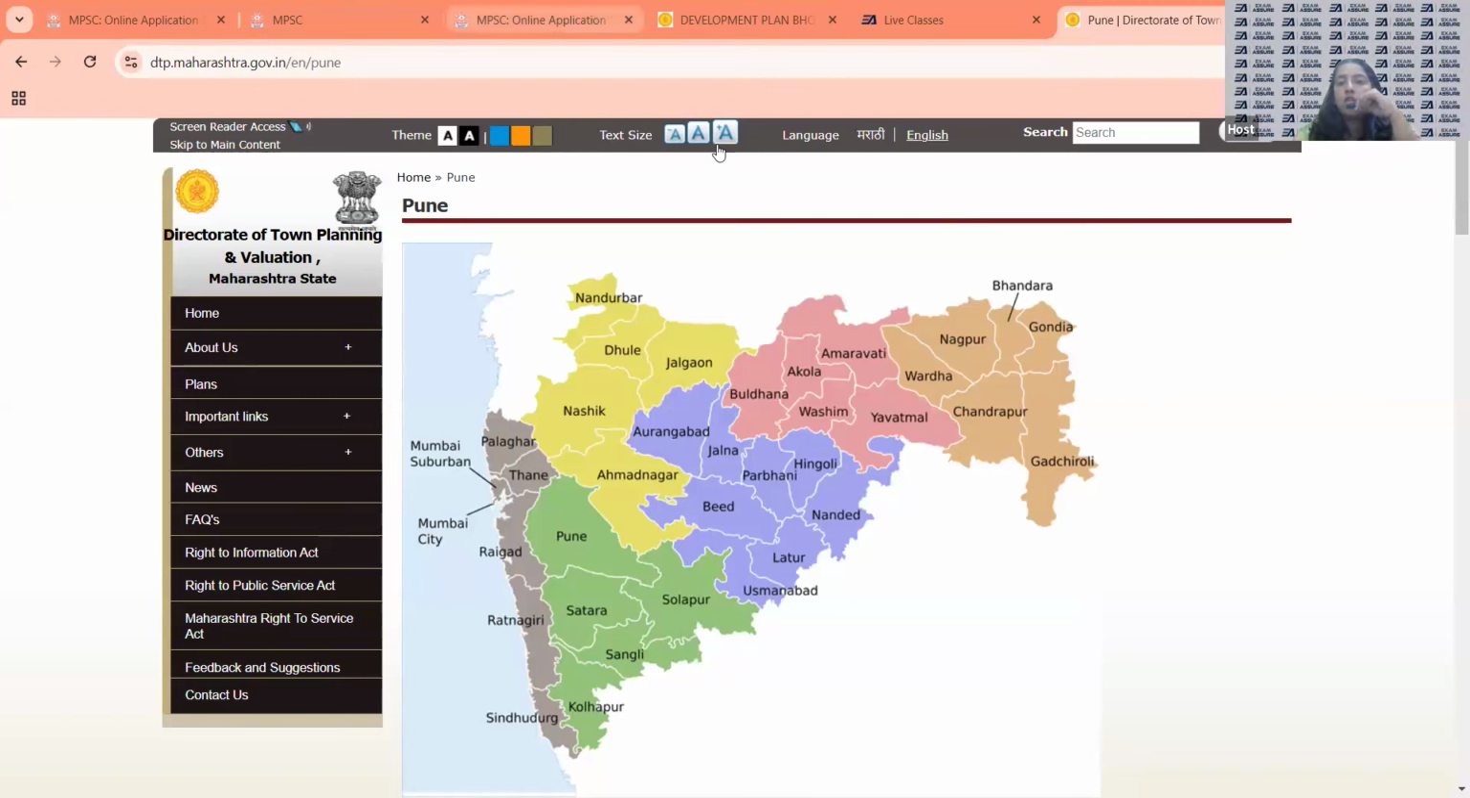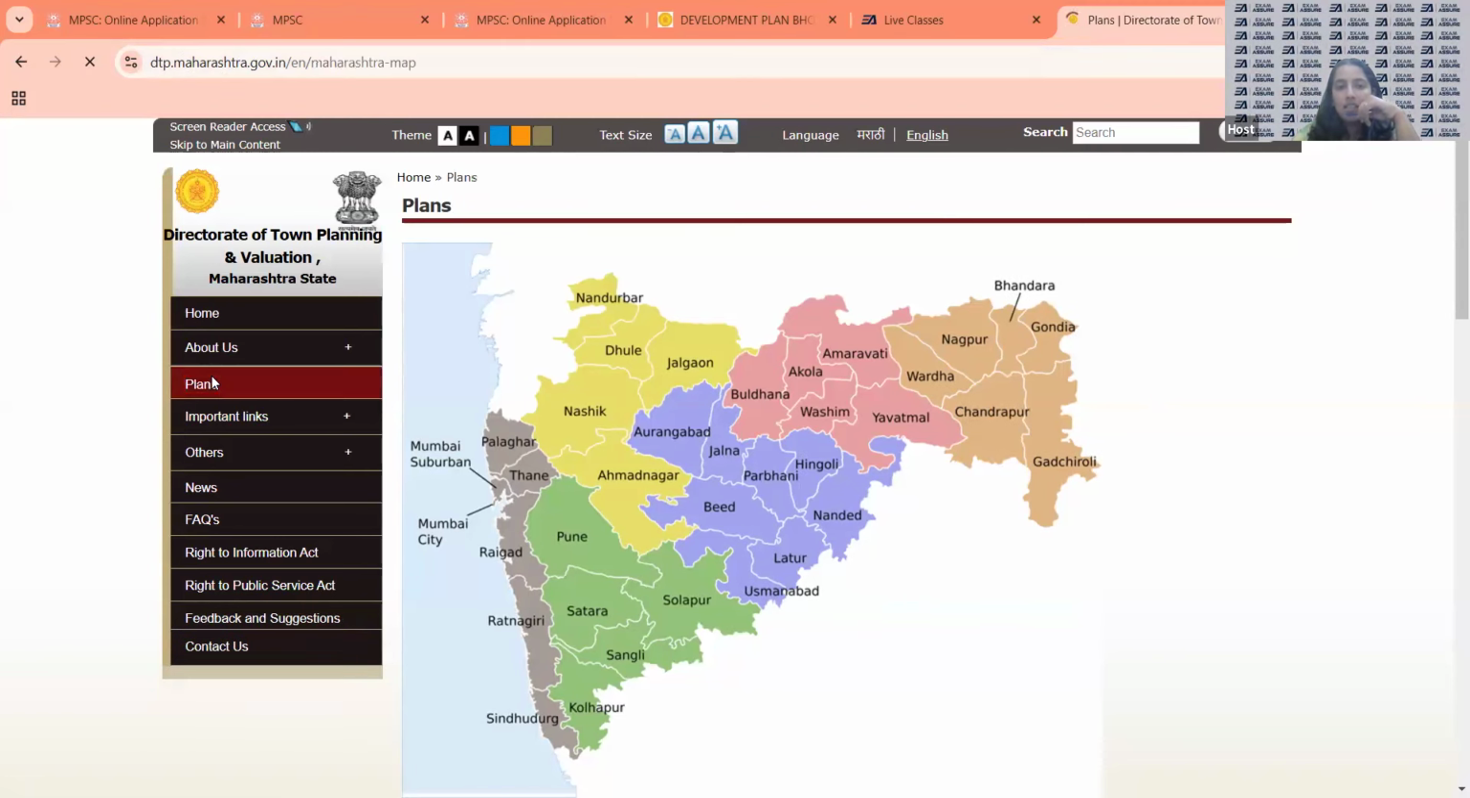Yes, okay. So you have to go to the website of DTP, Directorate of Town Planning of Maharashtra. You can just Google DTP Maharashtra. Fine. Now, once you come over here, under this plans section, right? Here you will see these different districts. Now, like I said, for the case of Maharashtra, different districts have their different regional plans, right?